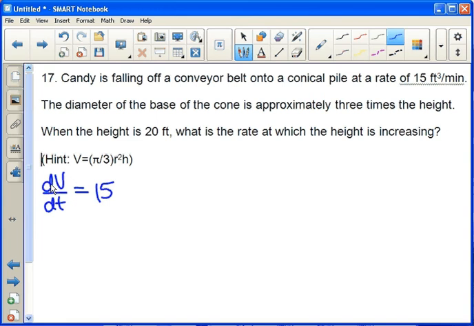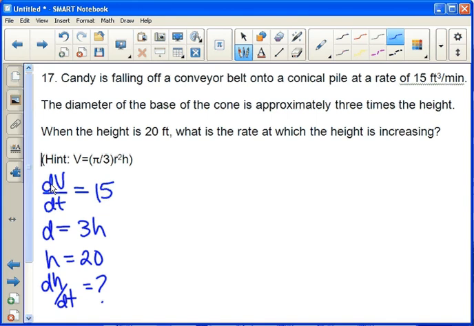The diameter of the base of the cone is approximately 3 times the height. So d is equal to 3h. The diameter is equal to 3 times the height. When the height is 20 feet, what is the rate at which the height is increasing? So they want to know dh over dt. That's our goal. The equation for a cone is pi thirds r squared h, or 1/3 pi r squared h.